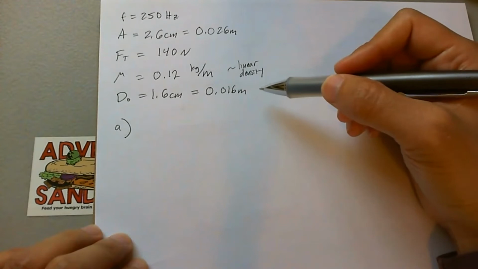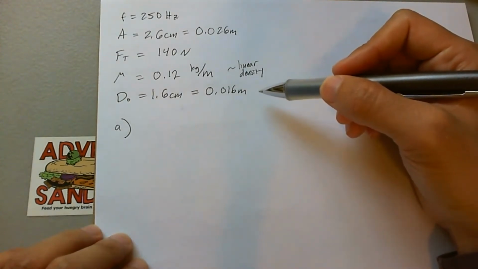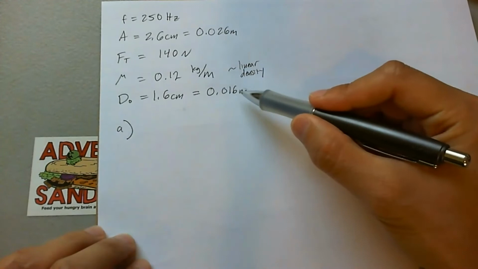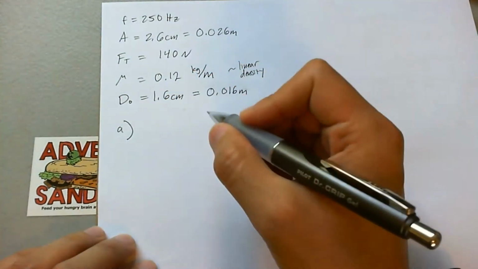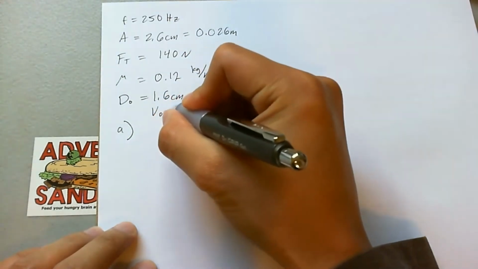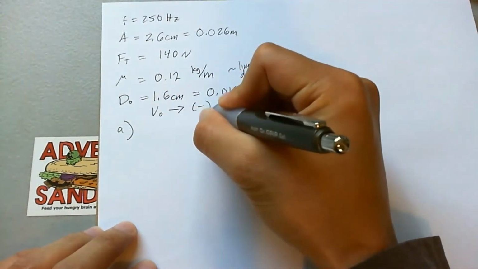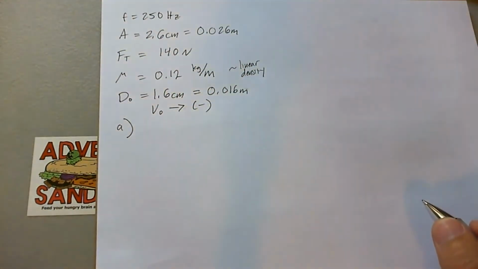The initial condition is that at t equals 0, the left end of the cord has an upward displacement of 1.6 centimeters or 0.016 meters. And we want to add one more thing, the fact that it's falling. So v naught is going to be negative. That's going to help us later on.